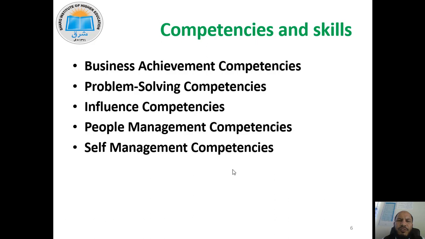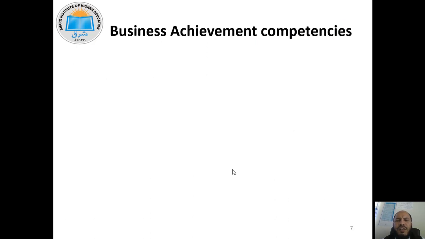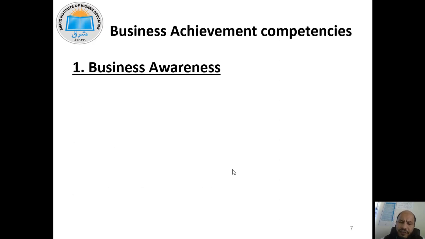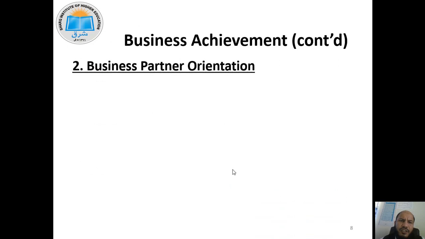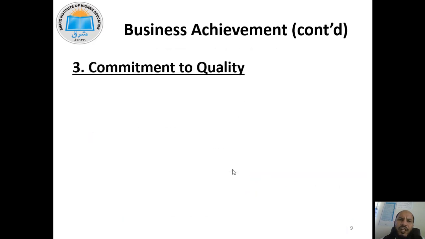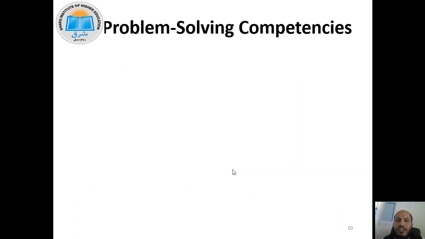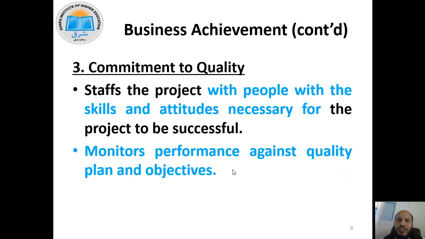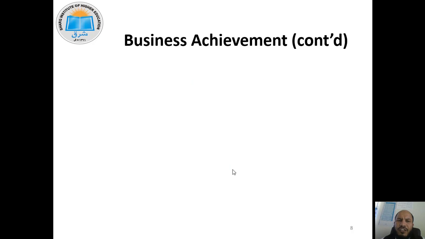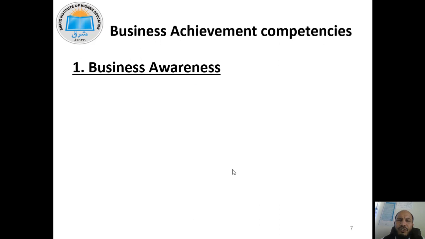Let's explain the business achievement competencies. What do business achievement competencies mean? The project manager should have awareness about the business. He should have the skills to orient the business partners. The project manager should have a commitment towards the quality of the project. These are the 3 skills that a project manager should achieve in the business competencies. Let's explain the first one.